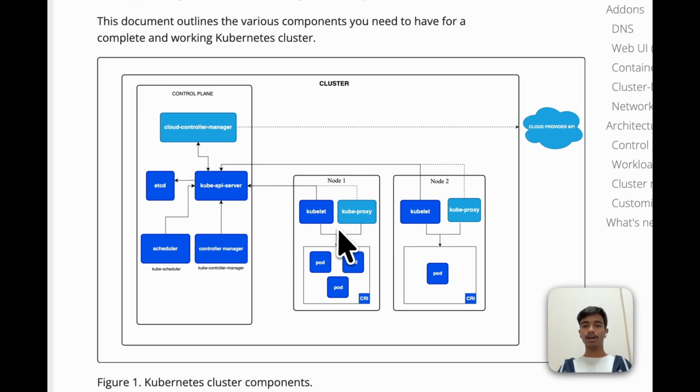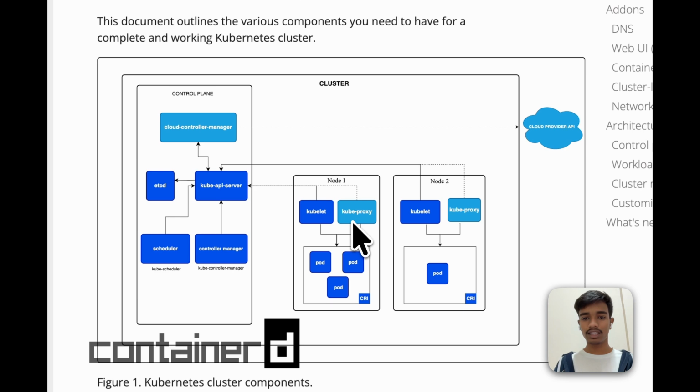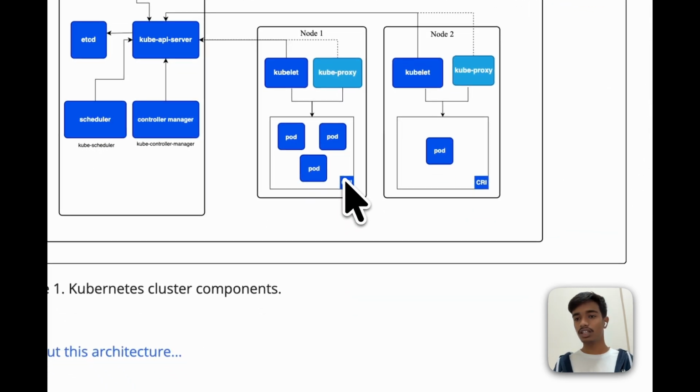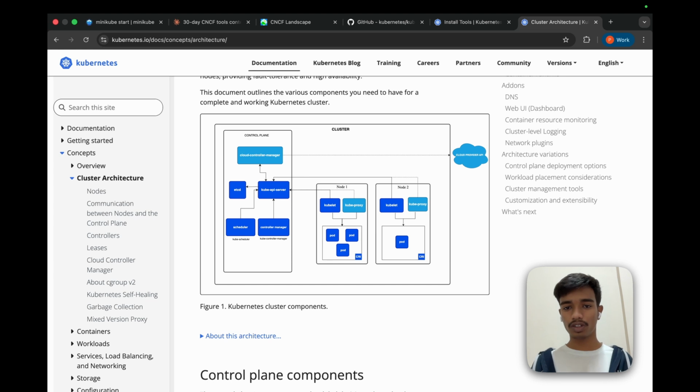Then we have the nodes, also called worker nodes. This is where the actual containers run. Each node has a kubelet, which talks to the control plane and makes sure containers are running correctly. It also has a container runtime like Docker or containerd, which is the engine that actually runs the containers. And the kube-proxy manages the networking inside the cluster, so everything can communicate smoothly.